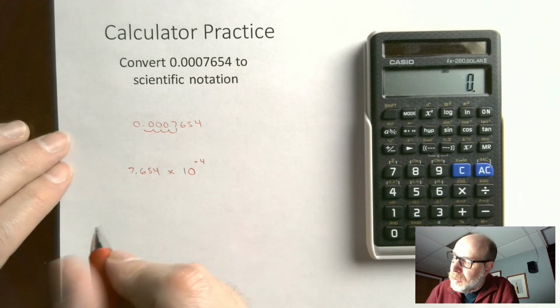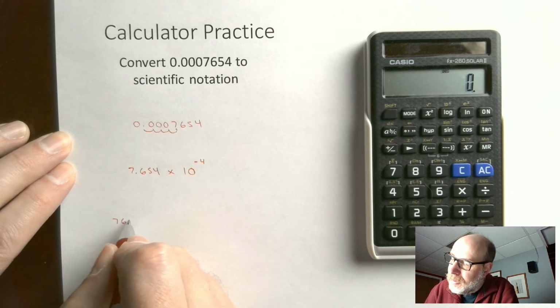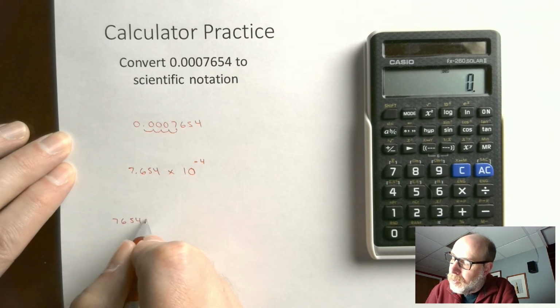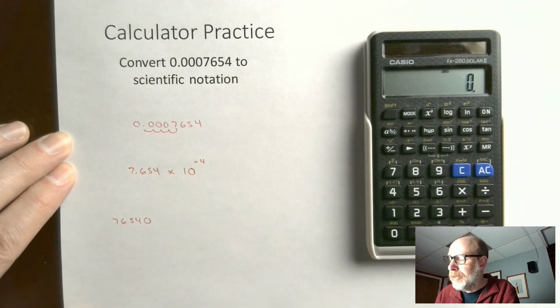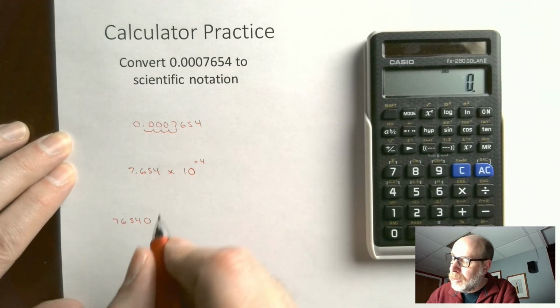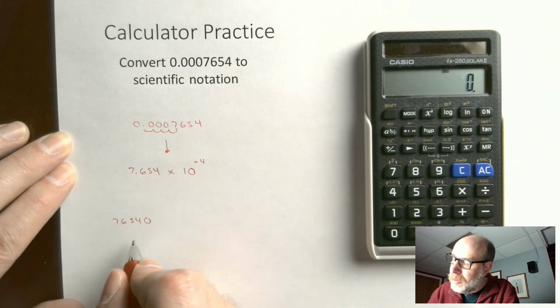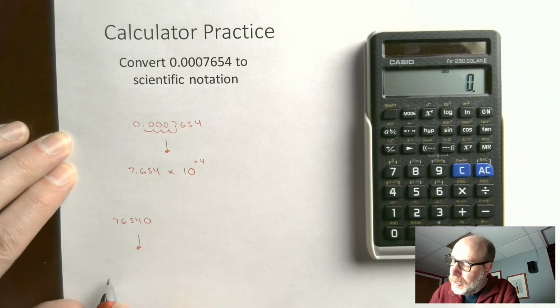If we had something like 76,540, and we want to convert that to scientific notation, we would again want 7.654 times 10 to the something.